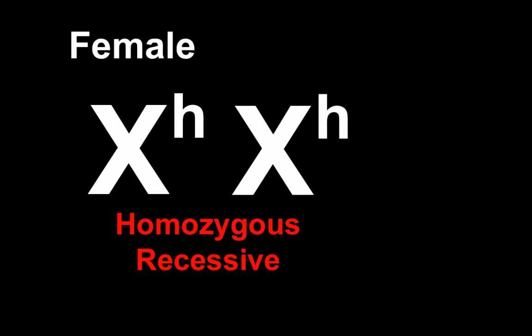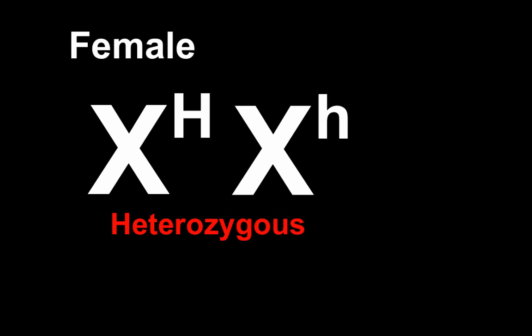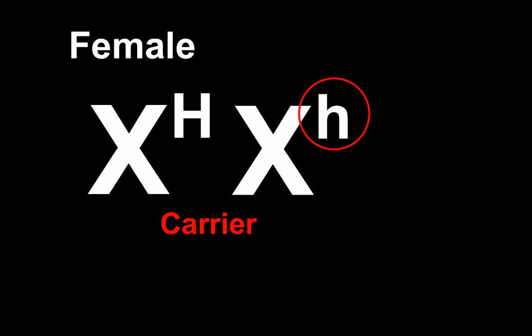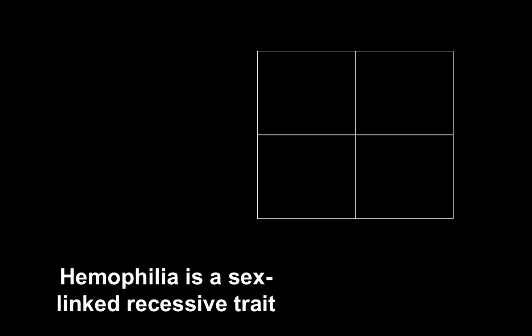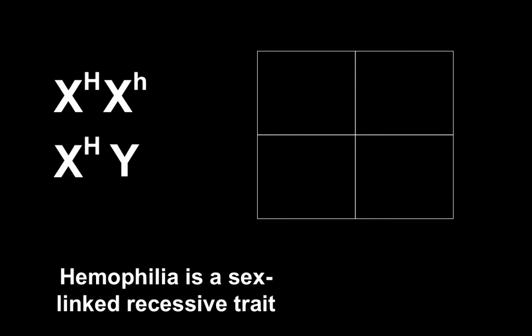This would be a female who's homozygous recessive. Again, this is the only way that she can have the recessive trait. And then this would be a female that's heterozygous. And another word for heterozygous with this is a carrier, because she is carrying the recessive trait, but she doesn't actually have it. And what you should see is that this means that she can actually give it to one of her sons.